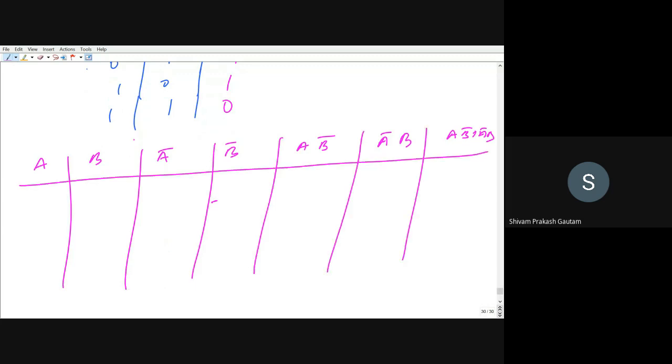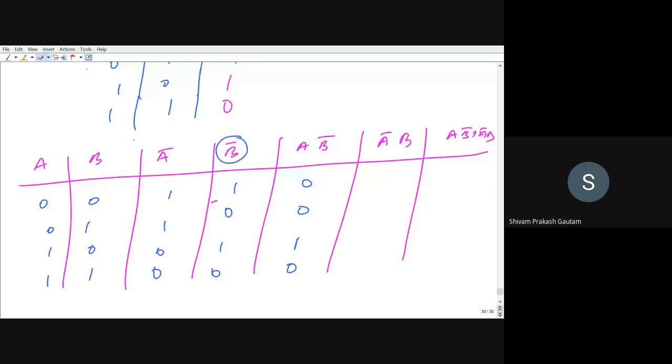We can fill the table, that is 0 0, 0 1, 1 0, 1 1. So A bar will be 1 1 0 0, B bar will be 1 0 1 0. Now check A B bar. This is my A, and this is my B bar. We have to multiply them. So 1 multiplied by 0 will be 0, 0, 1 multiplied by 1 will be 1, 1 multiplied by 0 will be 0. Right? So we have got A B bar.